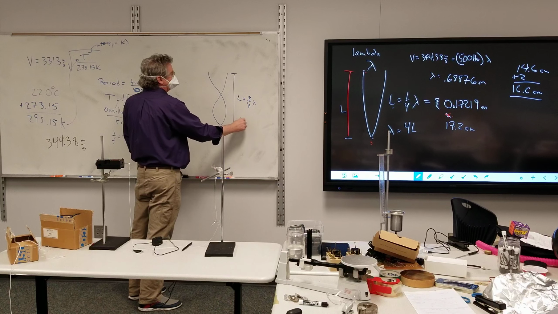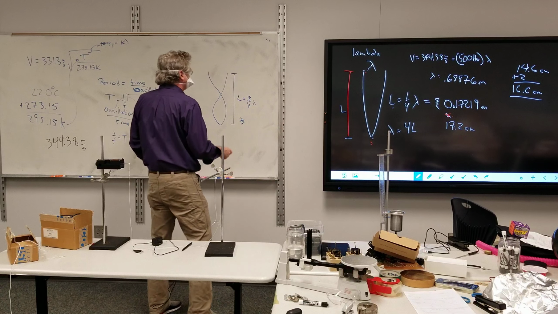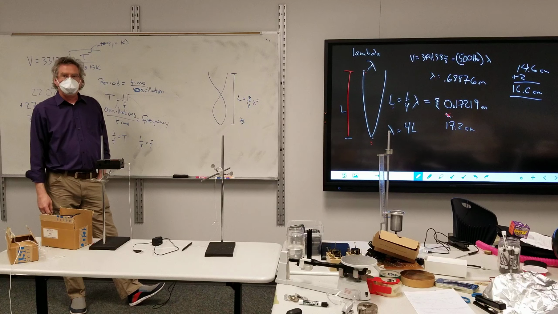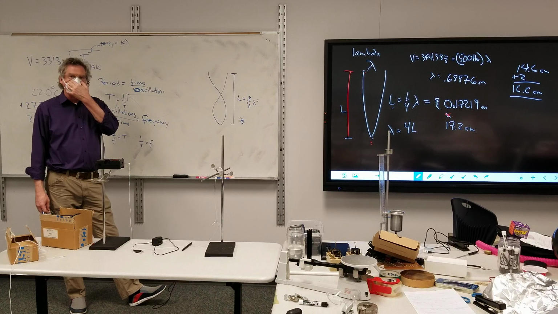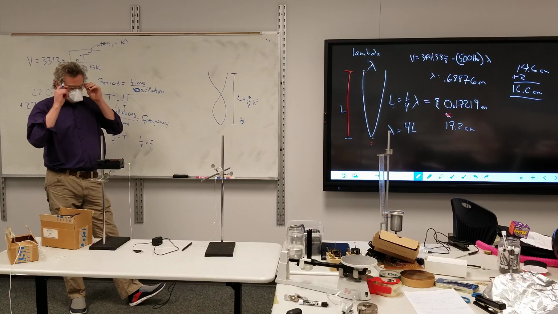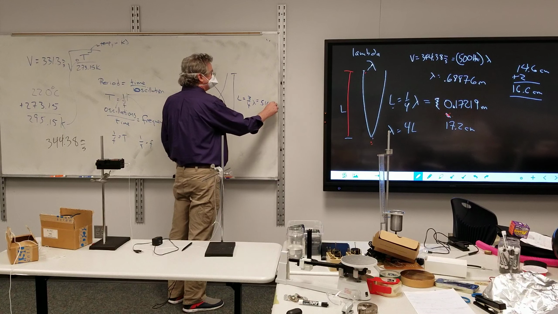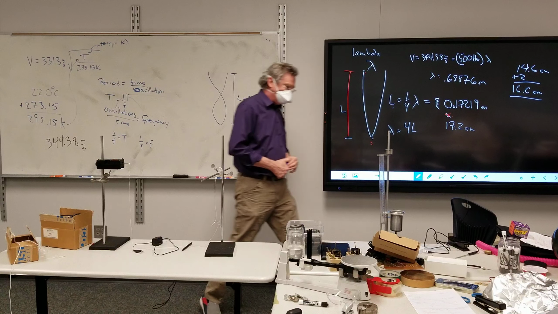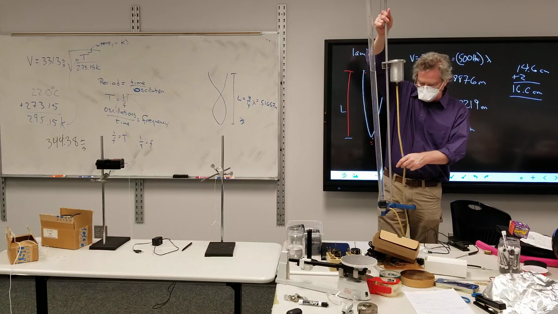So the wavelength, actually, we know what the wavelength is going to be. 0.68876. What will be the length of the air column? Or what is our prediction? 0.51657 meters. All right. Currently, it is around 40 centimeters, so we need to drop that down.